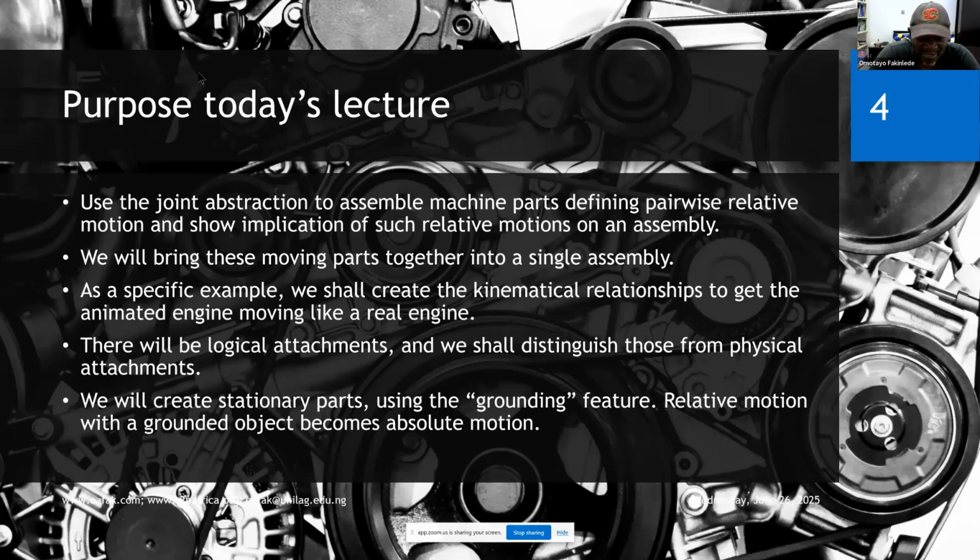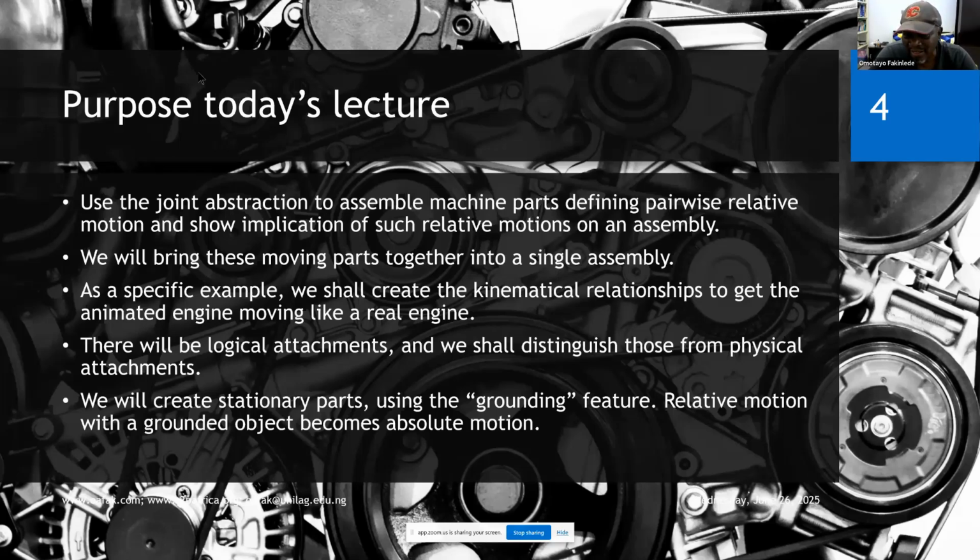There will be logical attachments, and we shall distinguish those from physical attachments. So I want you to take note of the difference between an attachment that is logical as distinct from an attachment that is physical. Whether the attachments are physical or not, all that Fusion 360 will impose are logical attachments. So even when there is no physical attachment involved, I will explain to you some examples as we move on. You will see that it is now your duty to put the physical attachments there. We will also create stationary parts, because up till now, we have been creating only the moving parts.